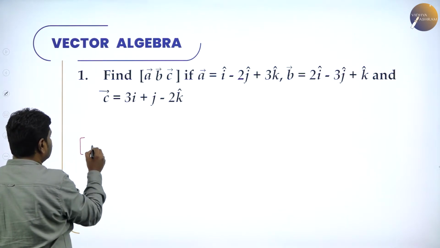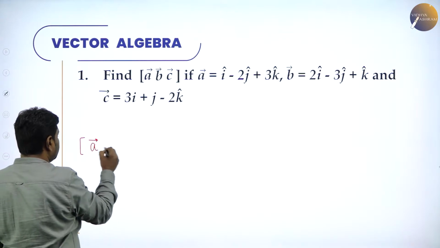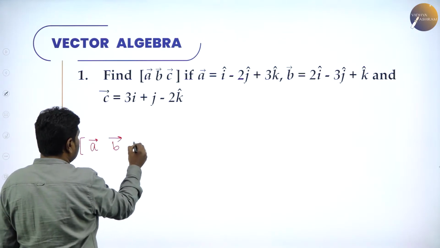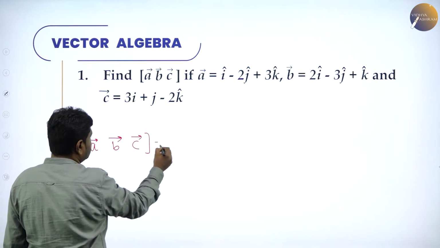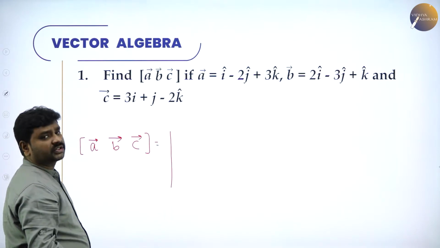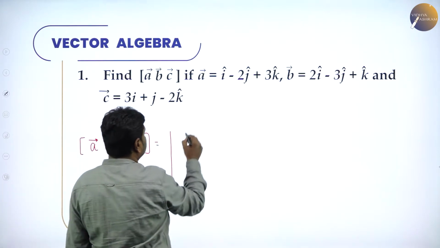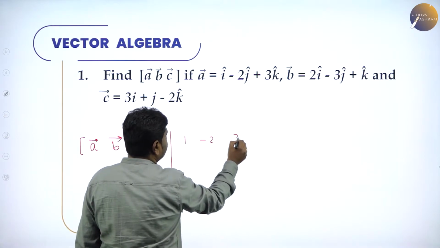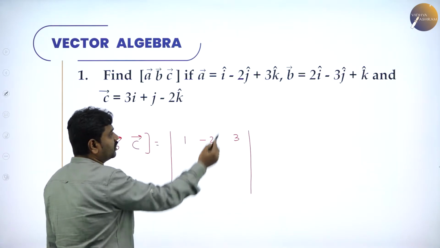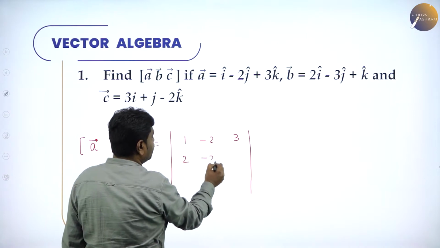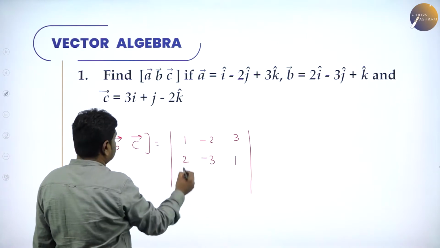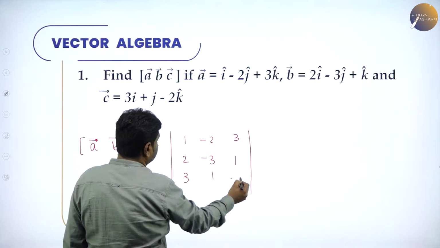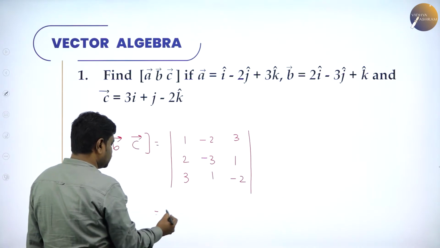So dear students, box ABC means box product of ABC. Box product of ABC means determinant of, first row write the coefficients of vector A. What are the coefficients of vector A? 1, minus 2, 3. Then write the coefficients of vector B. What are the coefficients of vector B? 2, minus 3, 1. Then write the coefficients of vector C. What are the vector C coefficients? 3, 1, minus 2. So now expand this.